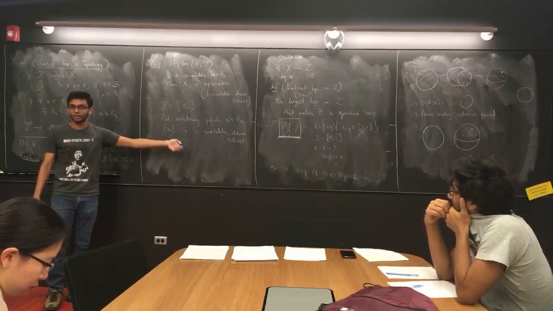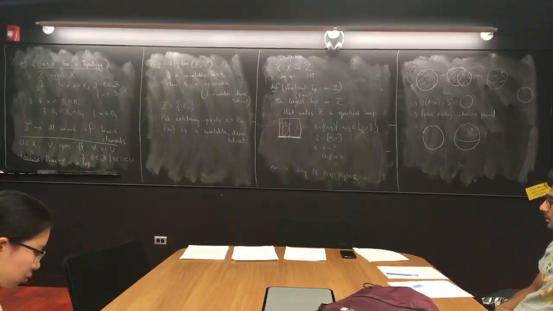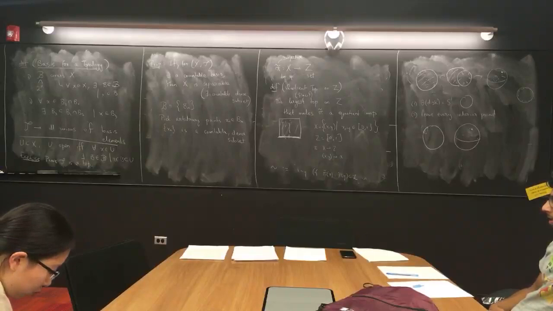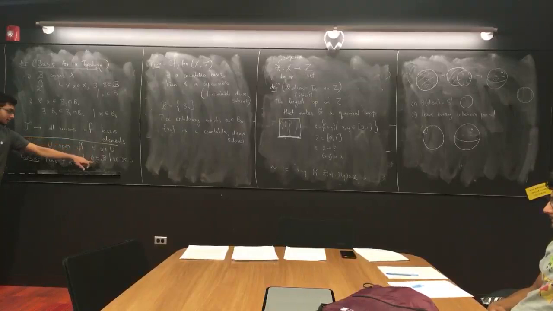Well, that's actually true. I thought open sets are defined as unions of basis elements. Yeah, that's equivalent to this. A subset U of X is defined to be open under the topology generated by the basis if and only if, for all x in U, there exists a basis element that is completely contained in U and contains x.